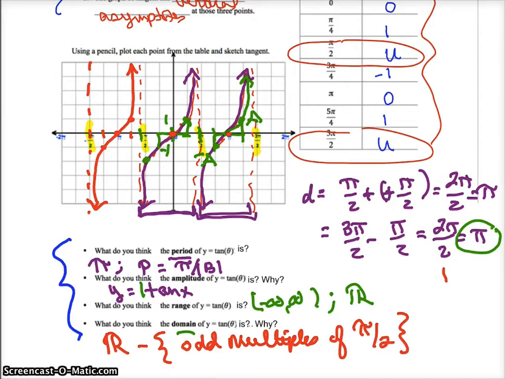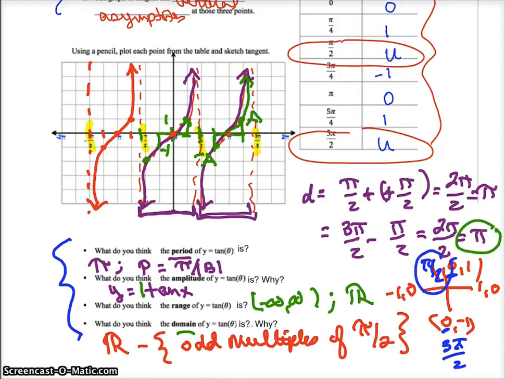And if you think about that, on the unit circle, if we look at our ordered pairs at 0, pi over 2, pi, and 3 pi over 2, tangent is always undefined when our x-coordinate is 0, and that's at pi over 2 and 3 pi over 2. So when our x-coordinate on the unit circle is 0, tangent will be undefined, and that always occurs at 90 degrees, 270 degrees, or pi over 2 and 3 pi over 2, or multiples of such.